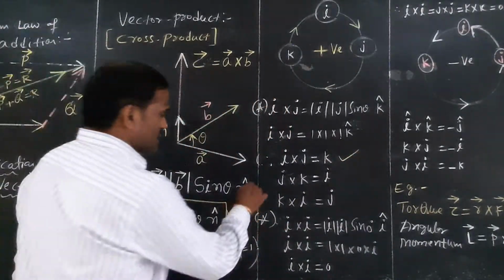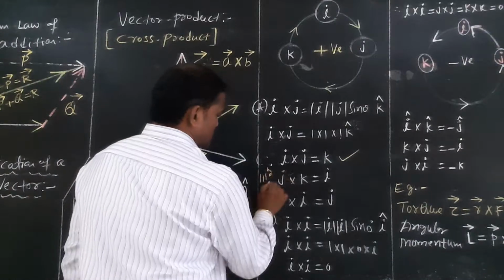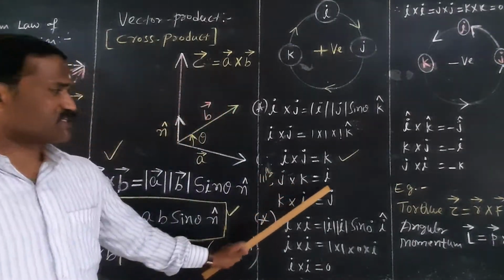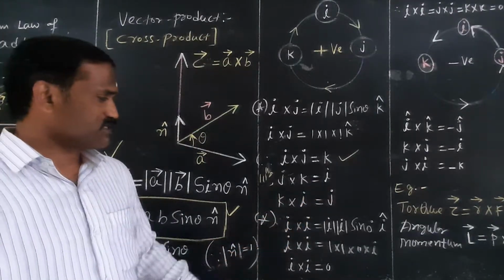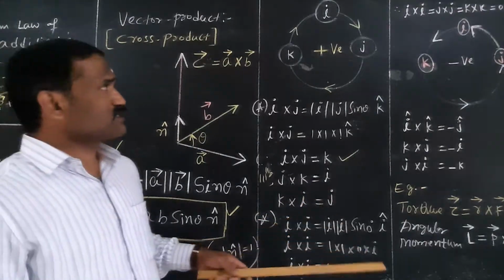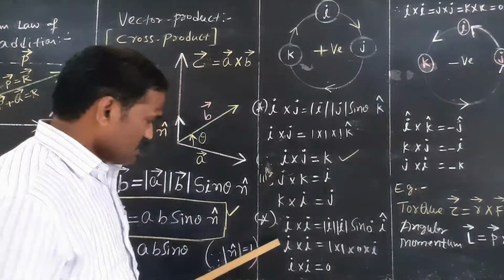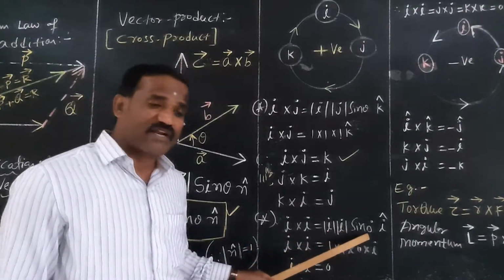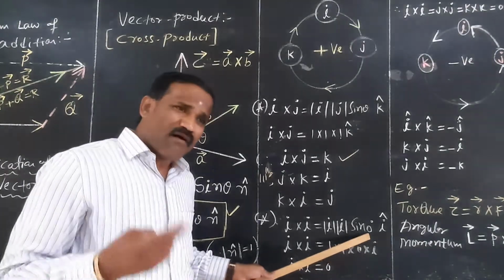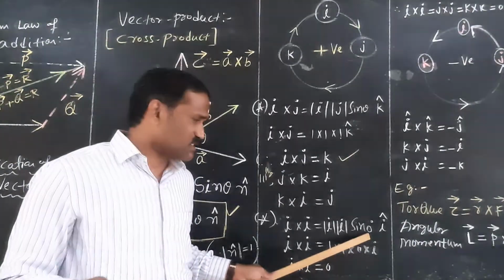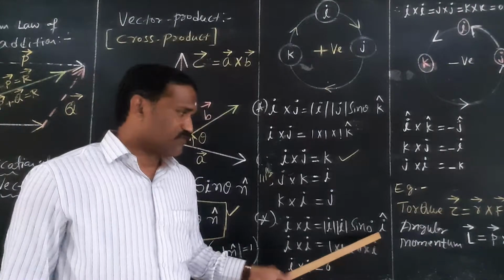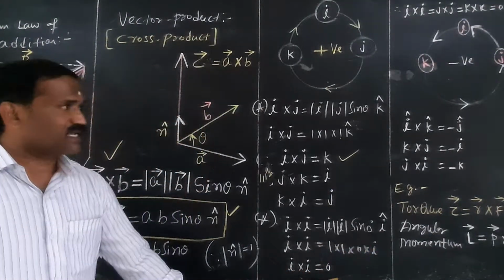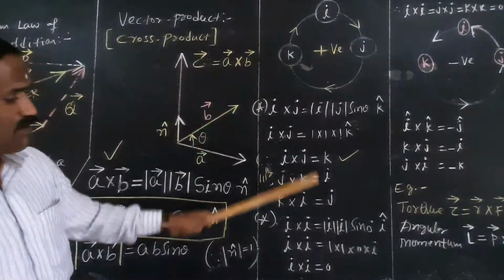Similarly, you can write J cross K is equal to I, K cross I is equal to J. Let us suppose I cross I: magnitude of I into magnitude of I into sin theta. What is the angle between I cap and I cap? Both the I caps are acting along x axis only. Theta is 0 degrees. Therefore, sin of 0 degrees is 0. 0 into anything is 0 only. Therefore, I cross I is equal to 0. Please copy the things.